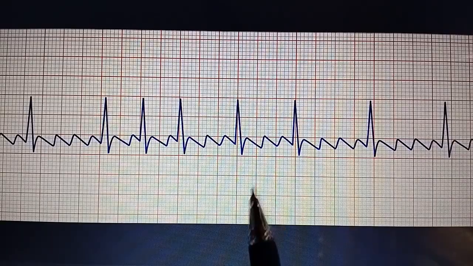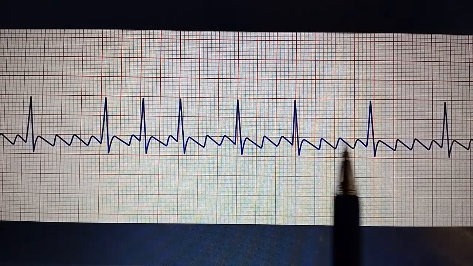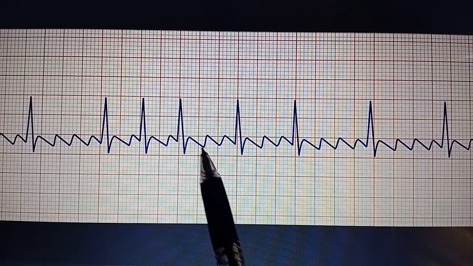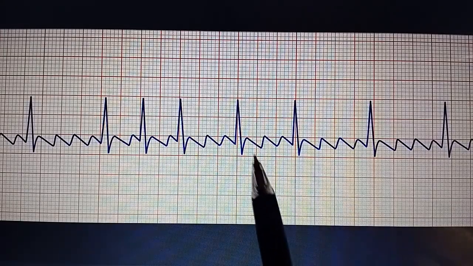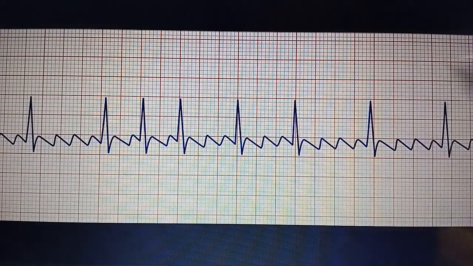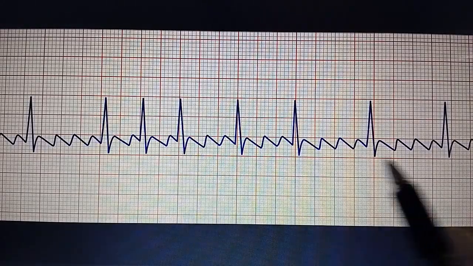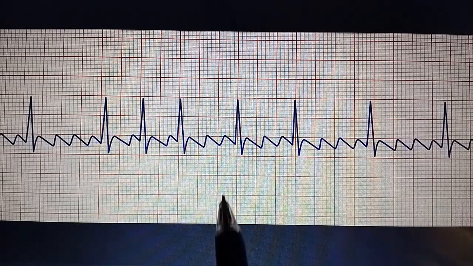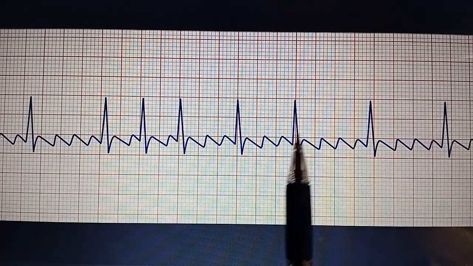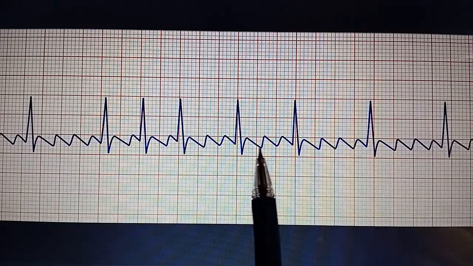Now we have another ECG, that is the ECG of atrial flutter. As you can see, there is the sawtooth appearance of the P waves. So actually, in atrial flutter, atria are contracting at the rate of 300 beats per minute, and this is causing the sawtooth appearance of the P waves. So this is the atrial flutter, and atrial flutter can also be regular and irregular. So do not get confused with the rhythm, if it is irregular.